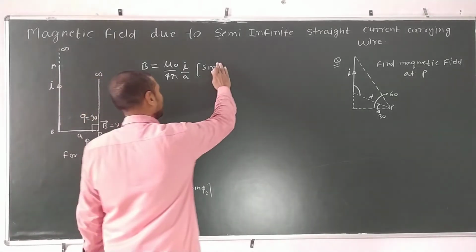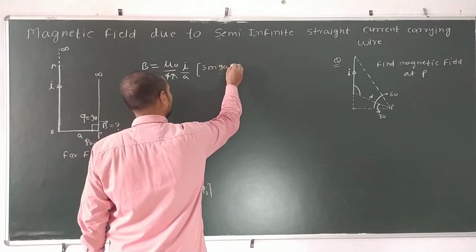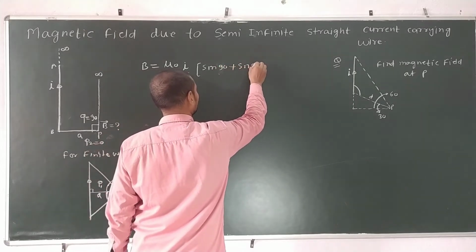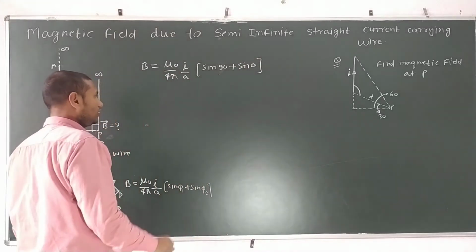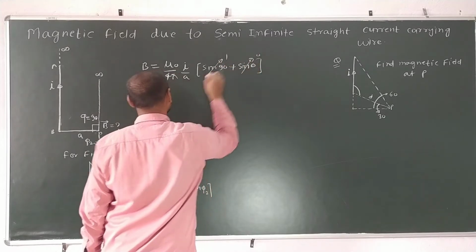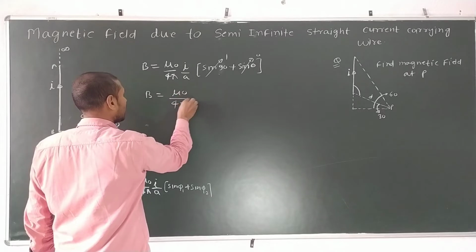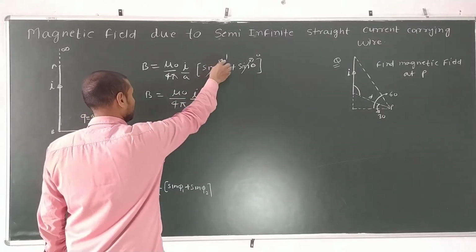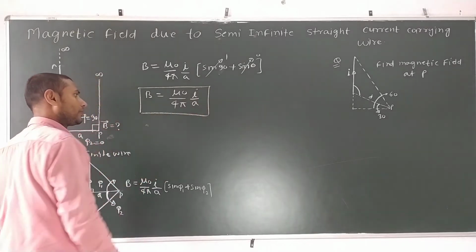So in place of phi 1 we put 90 degrees, and in place of phi 2 we put 0 degrees. We know that sin 90 equals 1 and sin 0 equals 0. If you solve this equation, you get mu naught upon 4 pi, I upon A, multiplied by 1, which becomes I upon A.